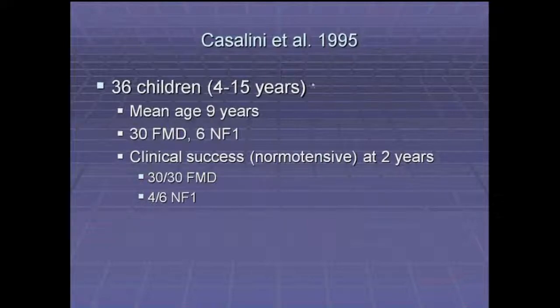Group out of Italy, back in 1995, 36 children, vast majority had FMD. All the ones with FMD were normotensive. The ones with syndromes were a little bit more resistant, which is concurrent with my experience as well.